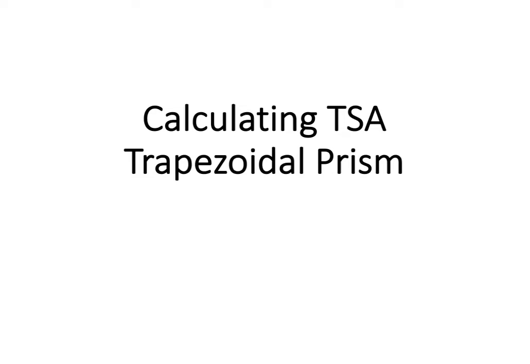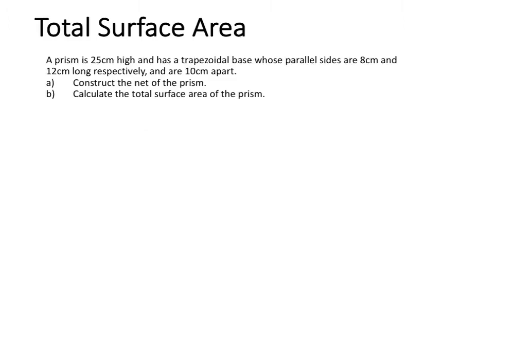In this video, we're going to have a look at how to calculate the total surface area of a trapezoidal prism. In the question, we have a prism that is 25 centimeters high and has a trapezoidal base whose parallel sides are 8 centimeters and 12 centimeters long and are 10 centimeters apart. The question asks to construct the net of the prism and then calculate the total surface area of the trapezoidal prism.